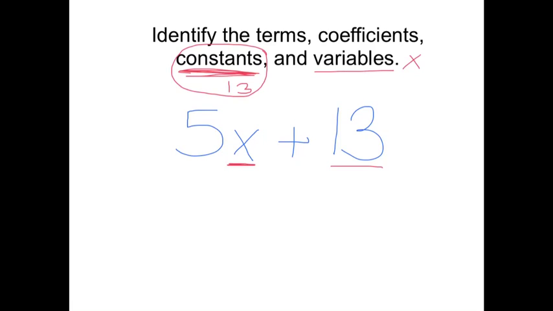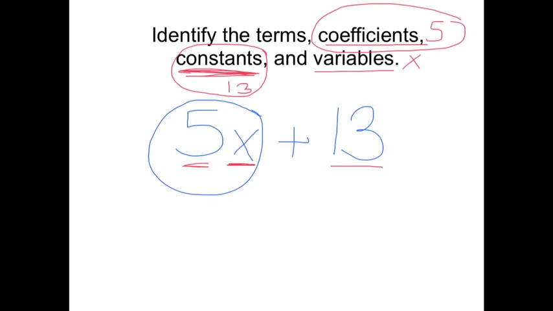Coefficients are the numbers in front of a variable. So in this case, the coefficient is 5. Finally, our terms are the parts of the algebraic expression. The terms are 5x and 13.